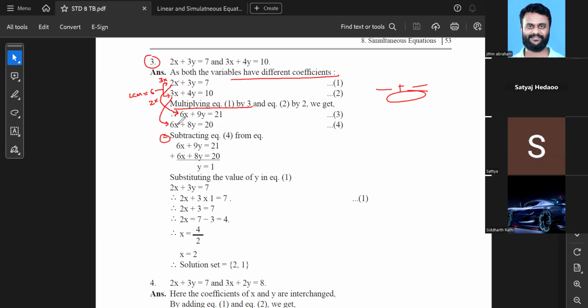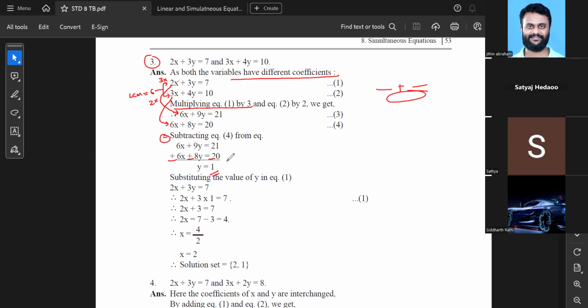Now, in order to subtract, first of all, I'll write 6x plus 9y equal to 21. In the next line, I'll write 6x plus 8y is equal to 20. Now, while subtracting, this positive becomes negative, this positive becomes negative, this positive becomes negative. That will give me 6 minus 6, 0, 9 minus 8, 1 y, and 21 minus 21. So this is the value of y.